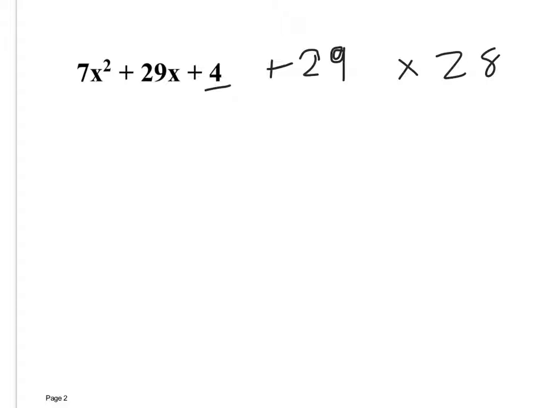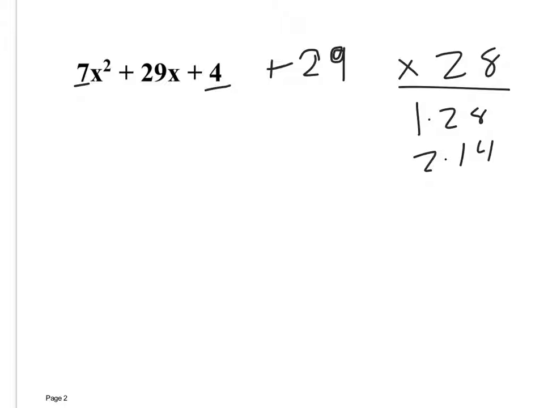I multiply these. Remember, m times p multiply to give me ac, which is 7 times 4. So I go through my factors of 28, which are 1, 28, 2, 14. I'm looking, which ones add to give me 29? 1, okay, 1 and 28.